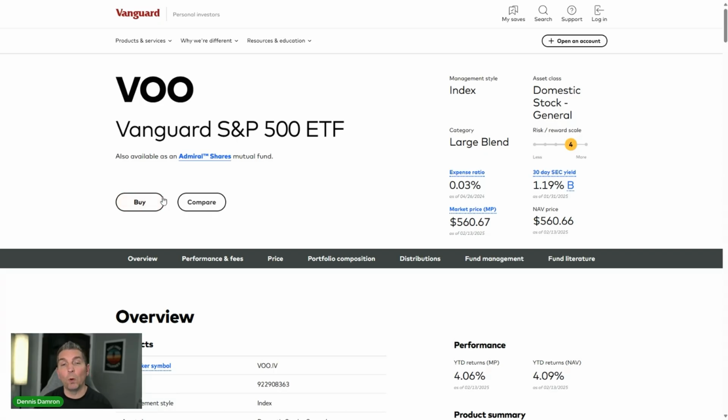But looking at this, one of the biggest things you'll notice right off the bat is it has a very, very low expense ratio. That is why so many people do really focus on this ETF. A 0.03 expense ratio is a really great expense ratio when it comes to an ETF overall. And Vanguard has some of the absolute lowest ones. Now, you notice also that there is a 1.19 30-day SEC yield.